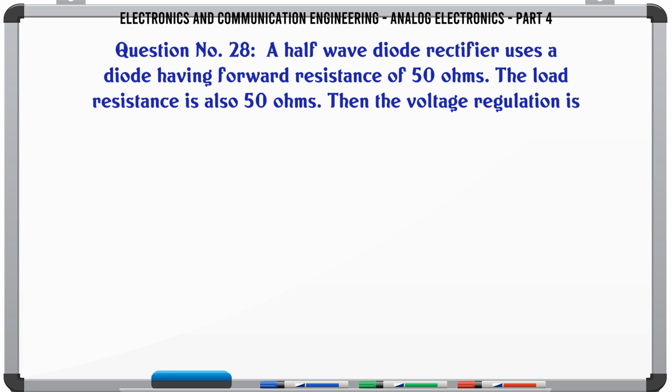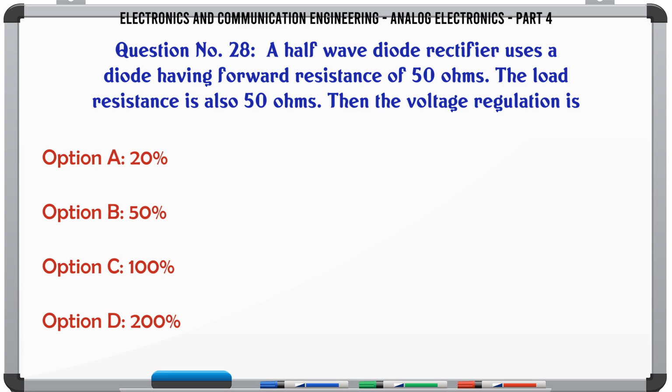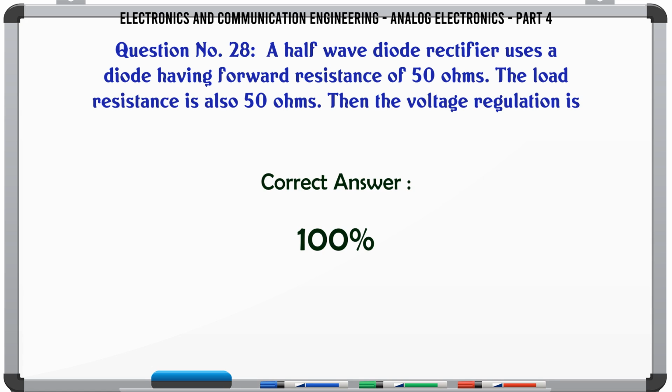A half-wave diode rectifier uses a diode having forward resistance of 50 ohms. The load resistance is also 50 ohms. Then the voltage regulation is A) 20, B) 50, C) 100, D) 200. The correct answer is 100.